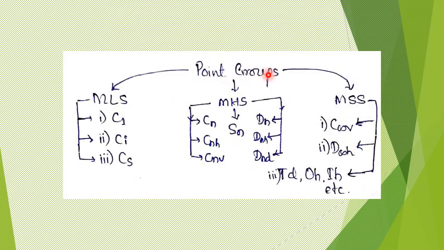So point groups, I said, are classified into molecules with low symmetry, molecules with high symmetry, and molecules with special symmetry. In molecules with low symmetry, we can have three different point groups, named C1, Ci, and Cs. With molecules of high symmetry, we can have, say, a total of 7 different point groups. If I go with this way of classification, I can say it is 7, but depending on the value of n the number will definitely be more. Broadly, I can say that these molecules with high symmetry can belong to any of these point groups.